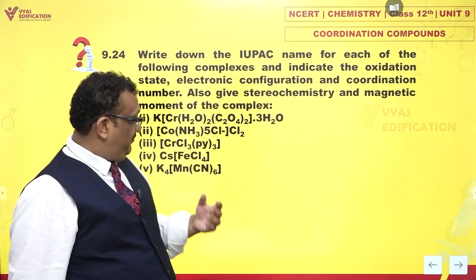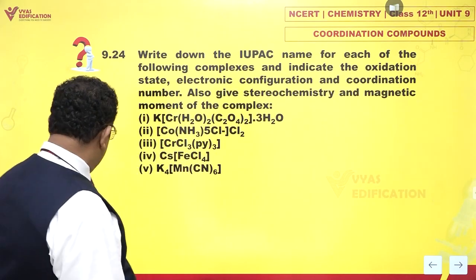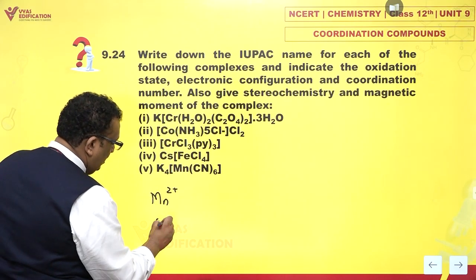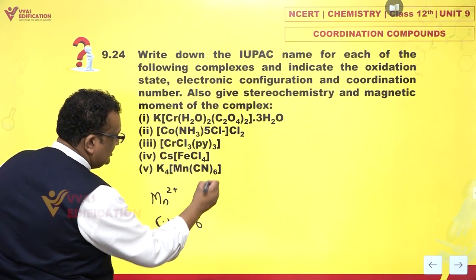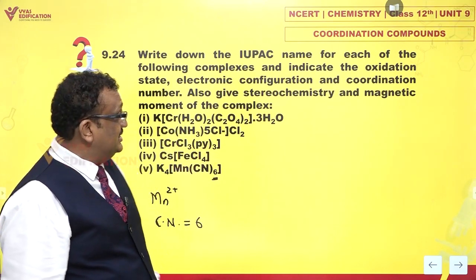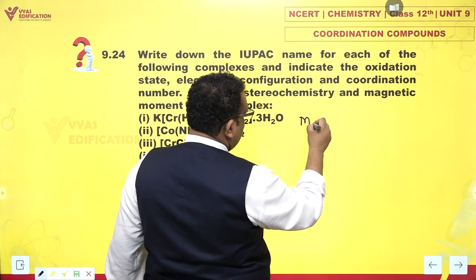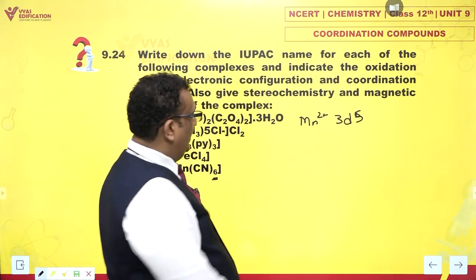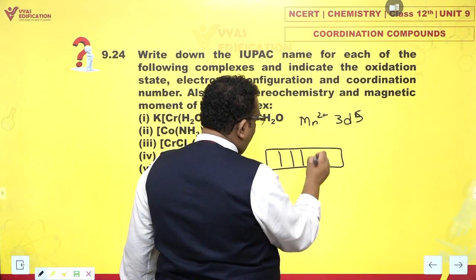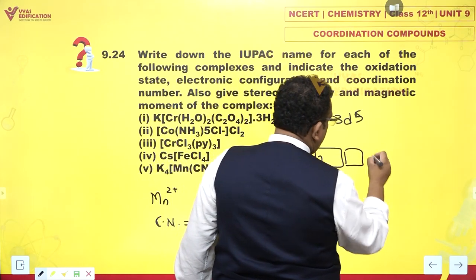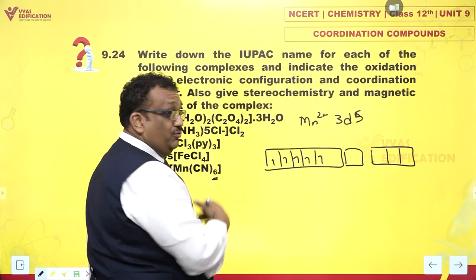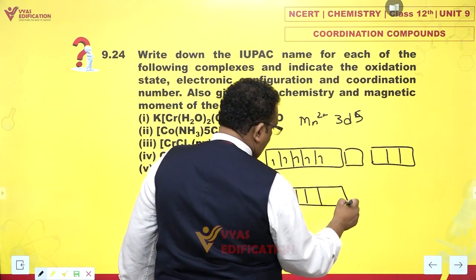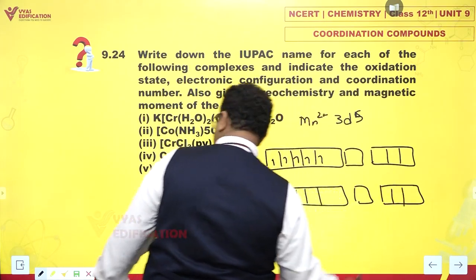And there comes the last and the fifth portion, K4[Mn(CN)6]. If you look at this, manganese carries an oxidation number of +2. Coordination number is 6 because it is coordinating with 6 ligands. Manganese ions are 3d5. Cyanide ions are very much strong field ligands. So although this may be the ground state configuration, electrons are pushed inside.